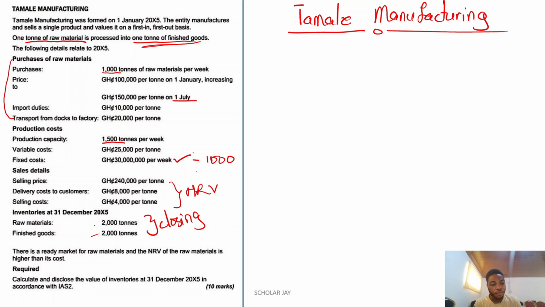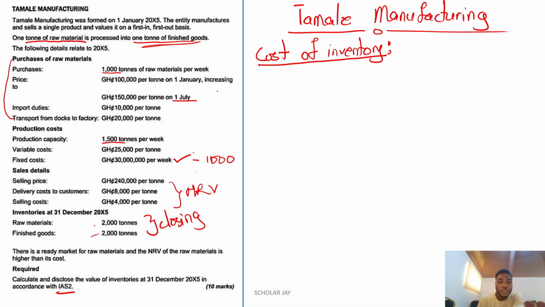All right. Now required: calculate and disclose the value of inventories at 31st December 20x5 in accordance with IAS 2. So this is actually one of the technical aspects of inventories. Let's break it down quickly. So let's focus on the cost. The cost of inventory is per ton. Because they've given us the closing inventory in total, we just have to find the per ton and then use it to multiply the total tons at the end of the period. Is that not it?